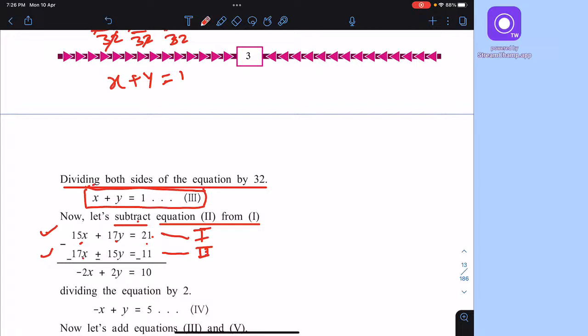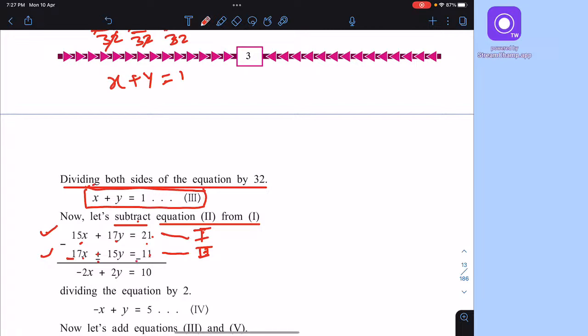17x plus 15y is equal to 11. You can subtract in either order. You may subtract equation 2 from 1 or you can subtract equation 1 from 2. It is your choice. But accordingly it should be clear here. Now here subtract means change the sign and add. So this 17x now it has become minus. Initially it was plus. 15y was originally plus, now it has become minus. And 11 it has become minus.